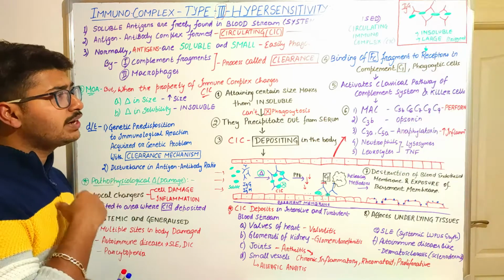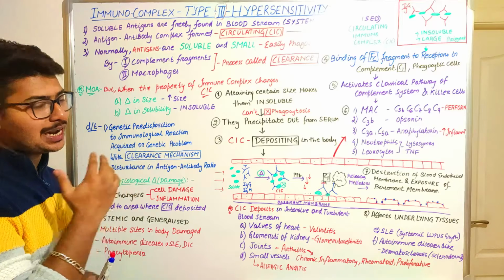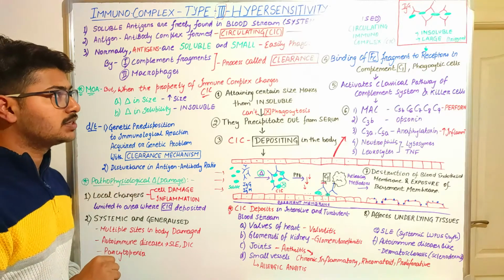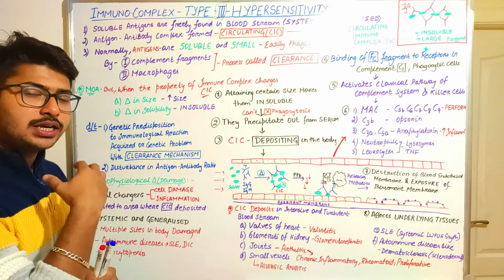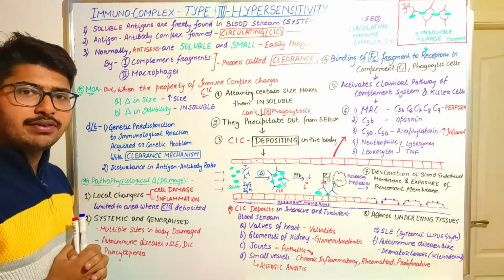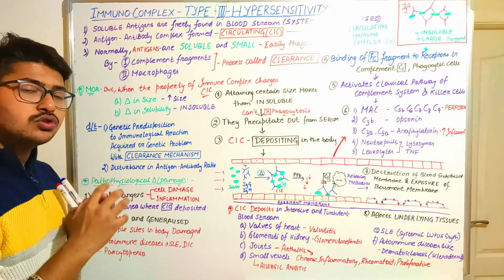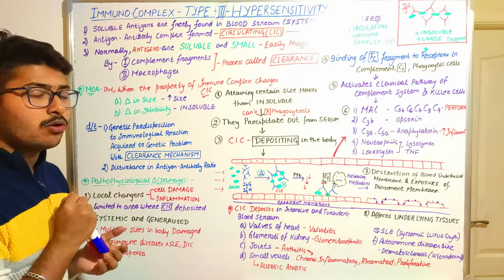So now we know the differential characteristics through which we can differentiate between type 2 and type 3 hypersensitivity reactions. Now let's talk about its actual mechanisms and its actual causes. Forget the hypersensitivity reaction. First I want to explain the normal mechanisms that are happening in our body.